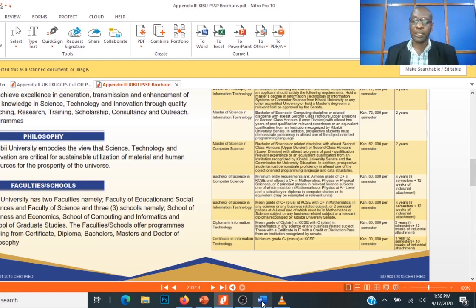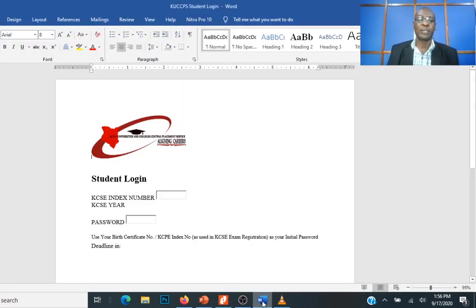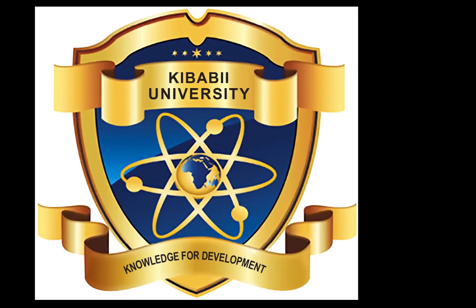Then we can see the last clip here is the appendix on COOPS. When your COOPS students go to the COOPS website, you're expected to key in your index number. That is for 2019. And then you key in your password, whether your password was the birth certificate or your KCPE index. So you gain access to the website and you confirm whether you meet the cutoff points, which will be indicated on the application form.